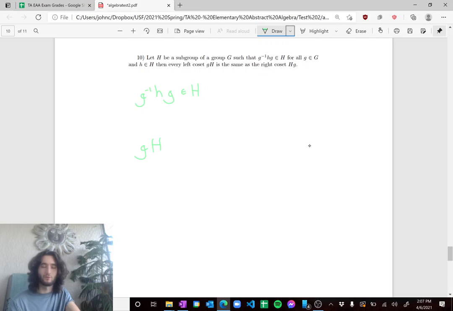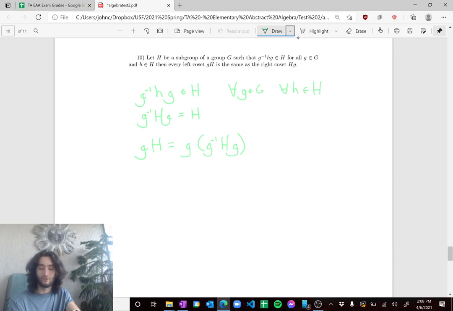a left coset gH. We want to prove that this is equal to Hg, right? This is true for all g in G, for all h in H. So gH, we want to prove that that's equal to Hg. Okay, well, here's the idea. Let's replace H with g inverse H g. Now, why is that legitimate? Because if this is always in H, well then surely if you do it to the entire set, you would get the entire set back.